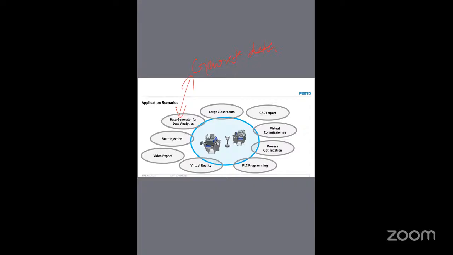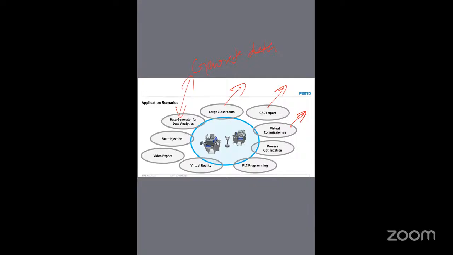Then another one is we can use this for large classrooms. The same simulation you can teach to multiple students. This is very useful for CP factory training. The next one is the CAD import. CAD import means Fusion 360, SolidWorks. From those software, we can import CAD models. Then virtual commissioning. Before commissioning the actual machine, we can simulate the complete machine in this software. And also we can run the PLC program using this simulation.